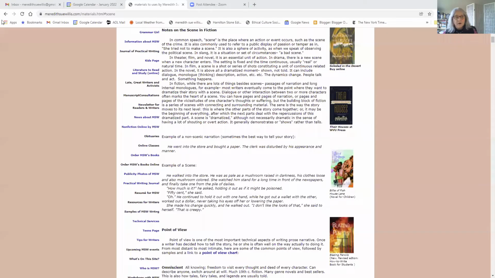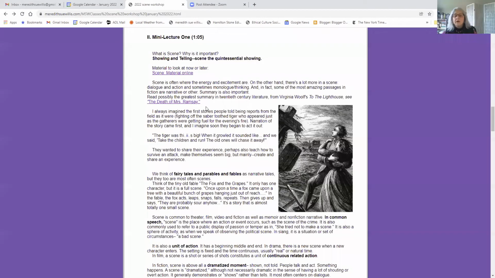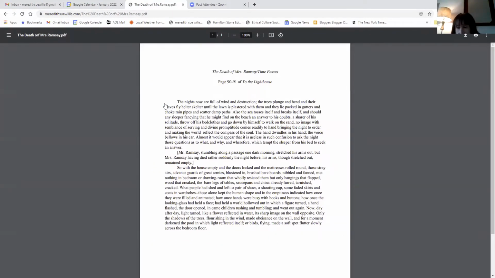I also, though, want to point out how some of the most wonderful writing in the world is sometimes not a scene, but narrative. And this is one of the most famous narratives in the world, maybe the greatest summary in 20th century literature. I'm not going to read this whole thing. It's from Virginia Woolf's To the Lighthouse, and I would hope that you get a chance to read it on your own. But as you see, it's around page 90 of To the Lighthouse, and they've had all this excitement at their summer place at the ocean, and then they leave for the winter, and there's a long description about wind and destruction, and there's a he who we're not quite sure who it is.